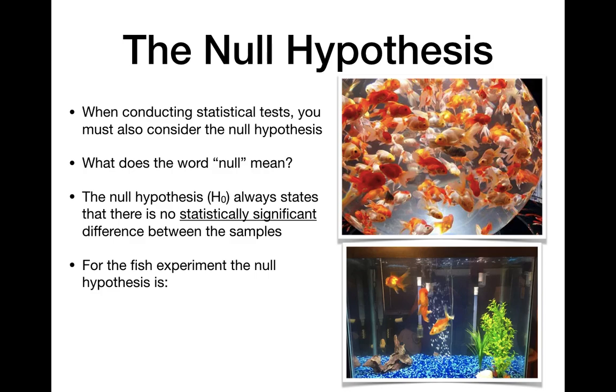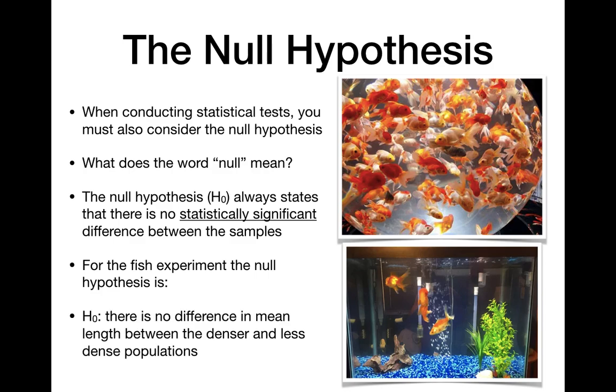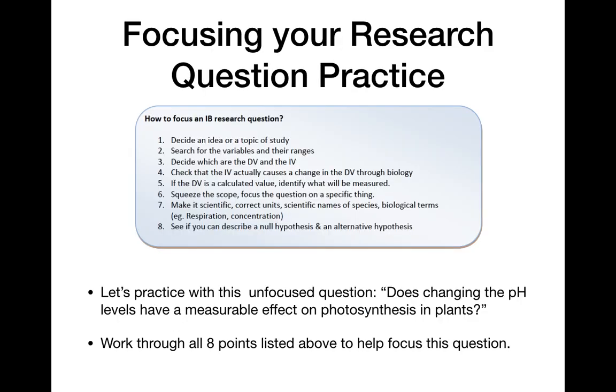So for the fish experiment, what might be the null hypothesis? There is no difference in mean length between the denser and less dense populations. Okay, there is no difference. That's the key component of a null hypothesis.